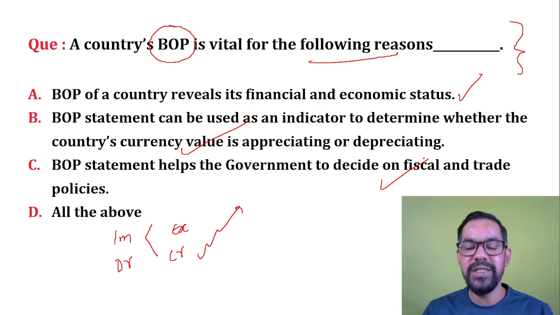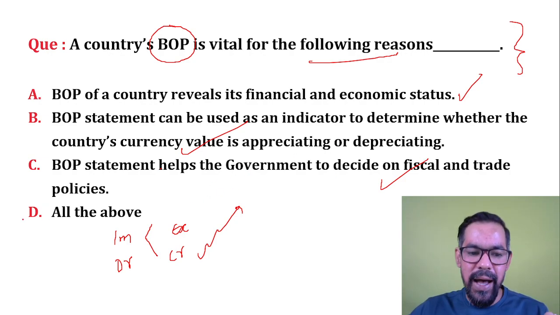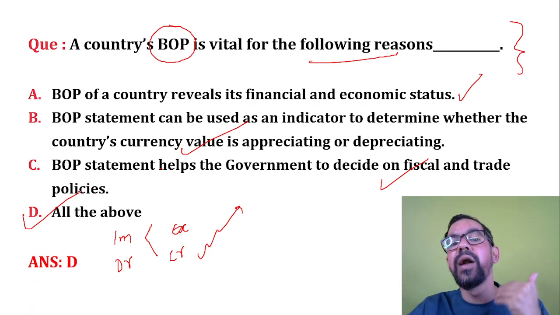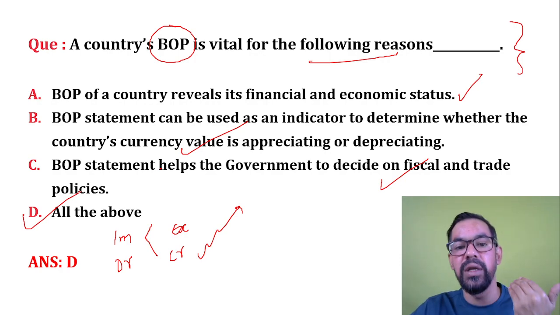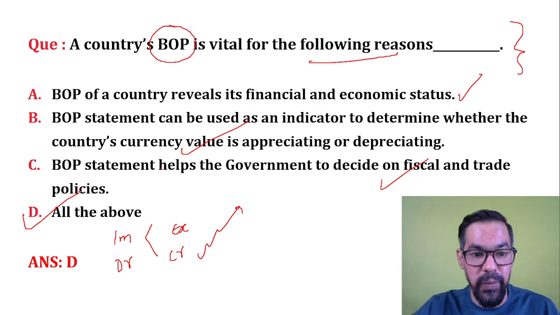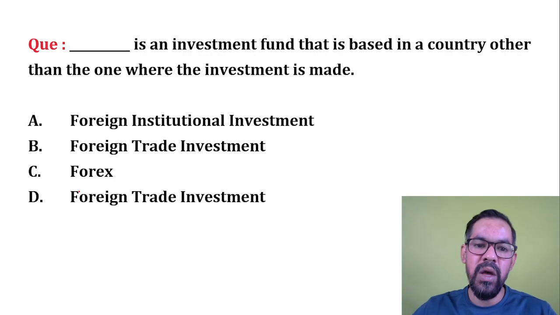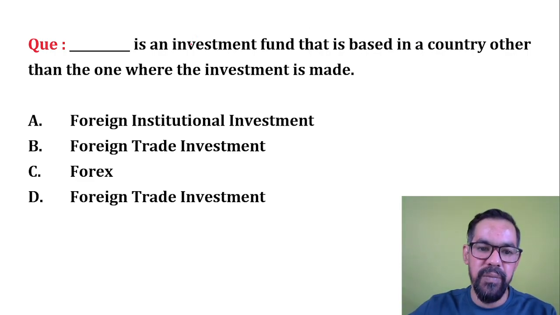So to decide the foreign trade policy, or even the government of India's fiscal policy, we use balance of payment data, and accordingly we decide the guidelines for the other country, or we can say we decide our foreign trade policy, right? So option D will be the correct answer for this one: all statements are correct.